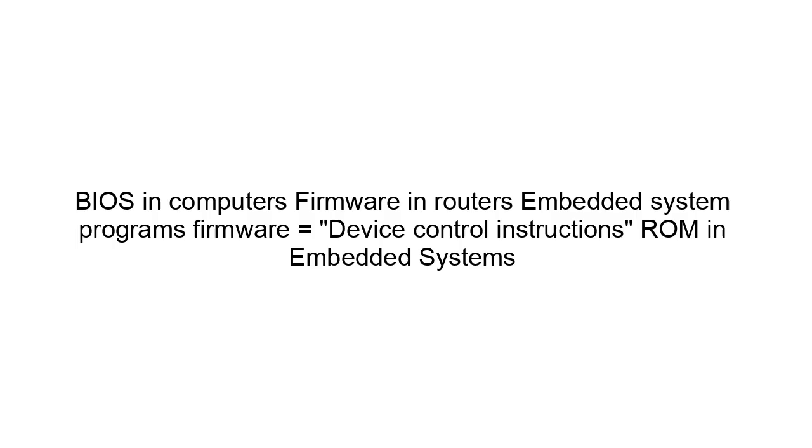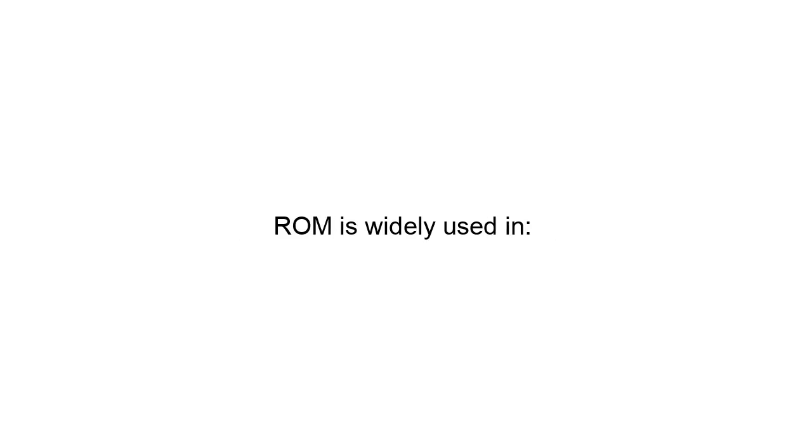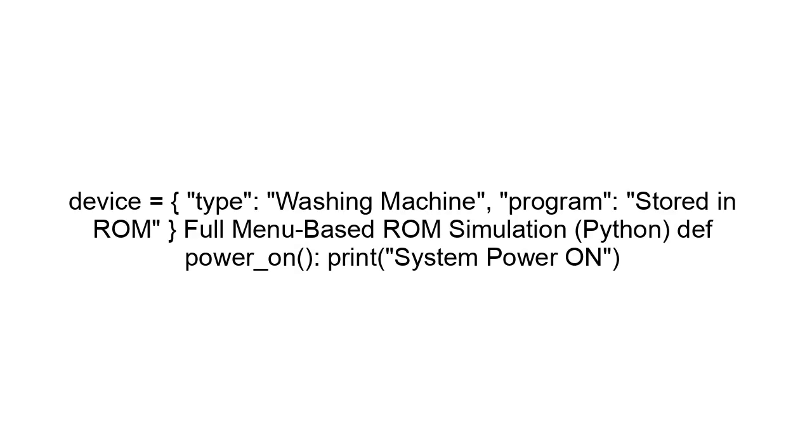ROM in embedded systems. ROM is widely used in microcontrollers, IoT devices, and appliances. Example: device equals washing machine; program stored in ROM.